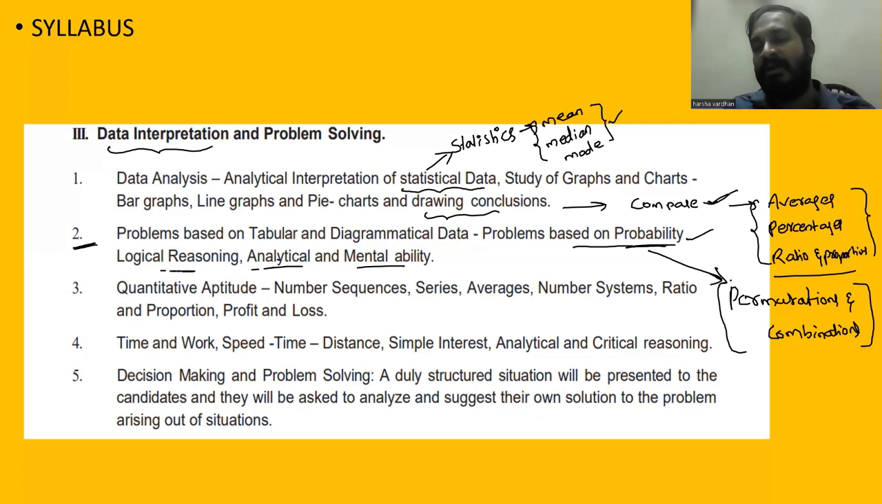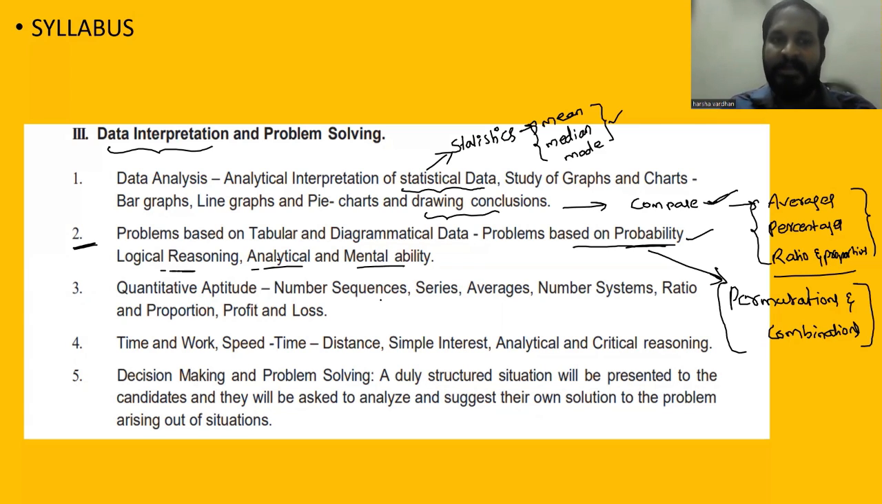Students, once again I am repeating: without knowledge of permutations and combinations, solving probability problems is very, very difficult. So we should definitely have some knowledge of permutations and combinations. Then only we will be able to solve probability questions. Else it will be difficult.